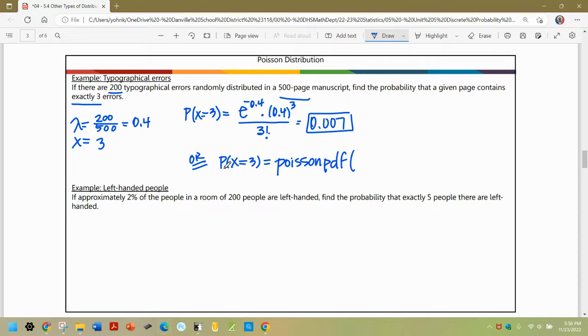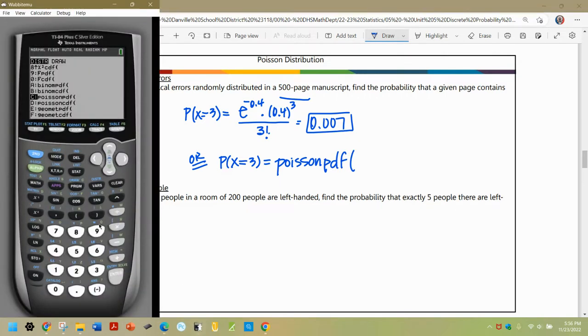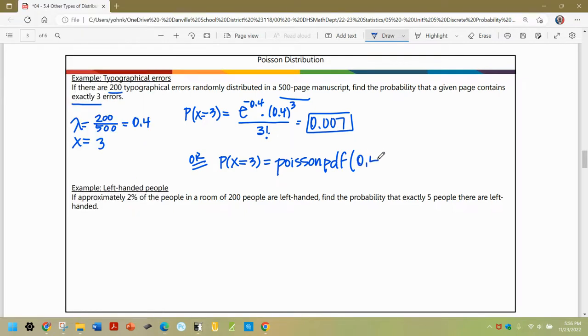Now let's figure out what order stuff goes in the parentheses. If I click on the Poisson PDF, it needs a lambda and then an x. My lambda, remember, was 0.4. That's the incidence. And my x value is 3. Then I hit enter a few times, and I get 0.007. So it needed the lambda value and then the x value. You might want to write yourself a little note here that it's Poisson PDF, and it's lambda and then x.